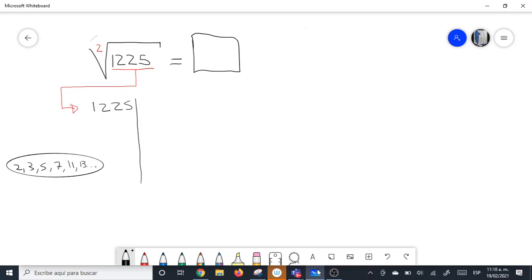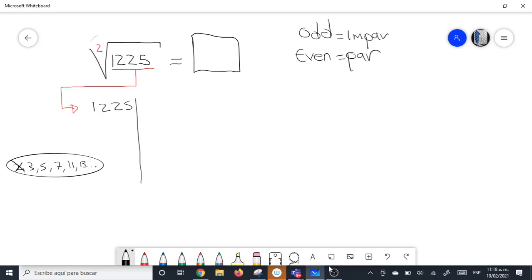Remember, odd, impar, and even, par. So this number is odd, so it cannot be divided by 2.